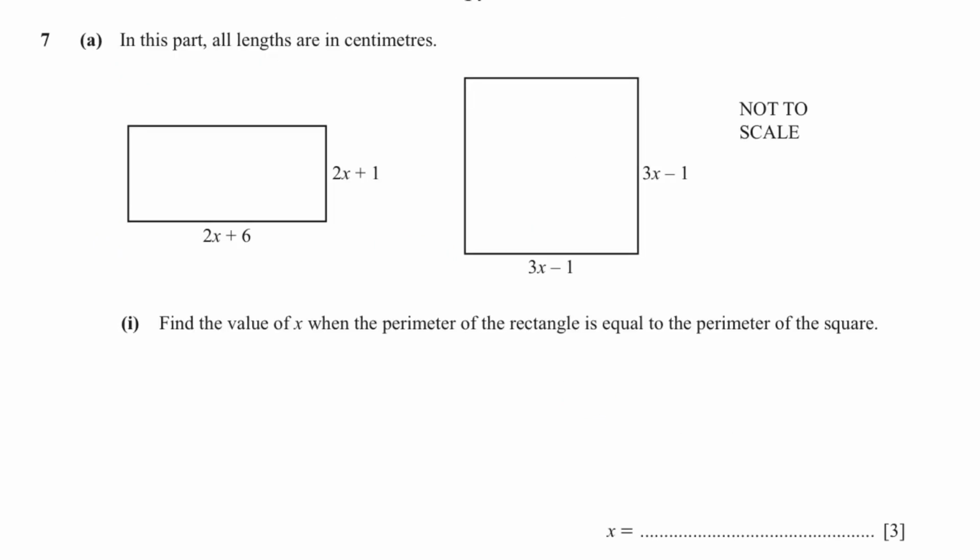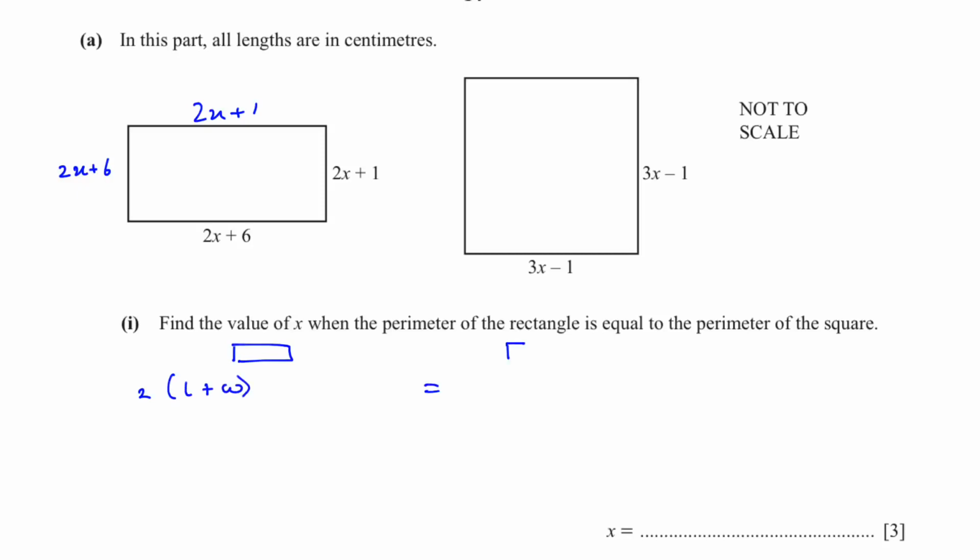Question number 7. Part A. In this part, all lengths are in centimeters. We have been given a rectangle and a square. Find the value of x when the perimeter of the rectangle is equal to the perimeter of the square. The perimeter of the rectangle can be found by either adding all the 4 sides together or by using the rule 2 times length plus width.